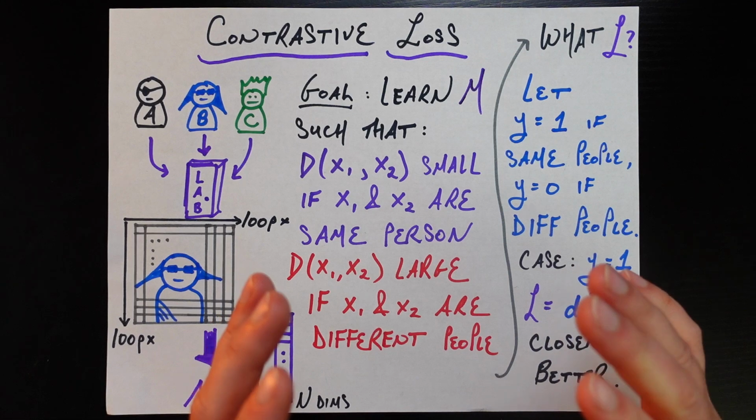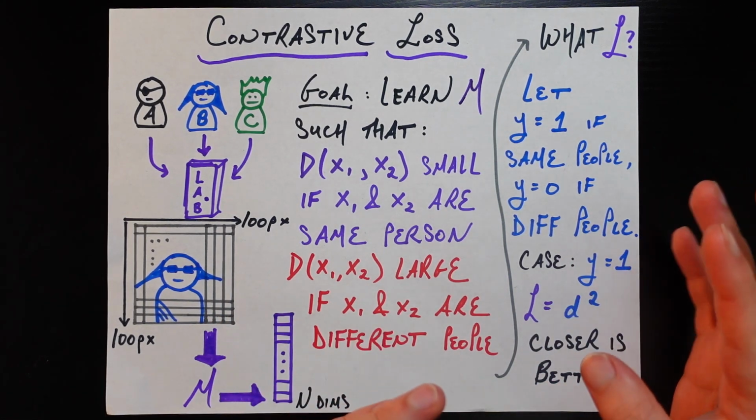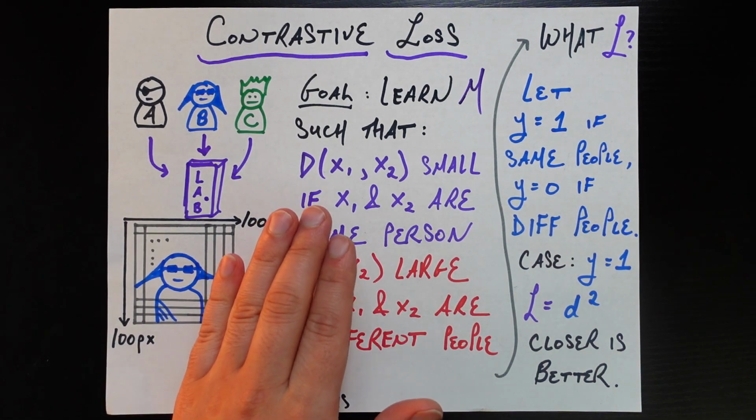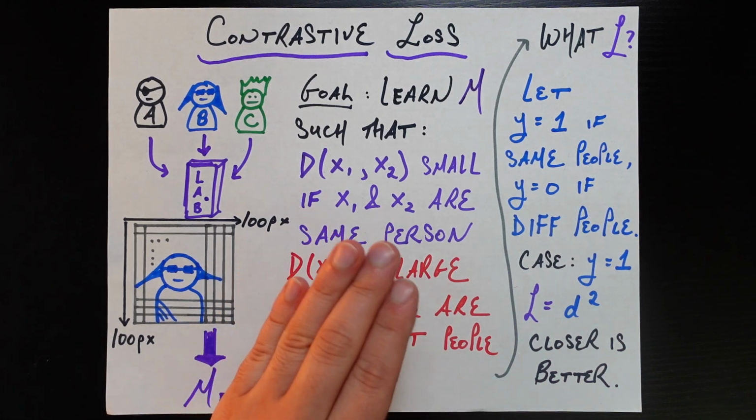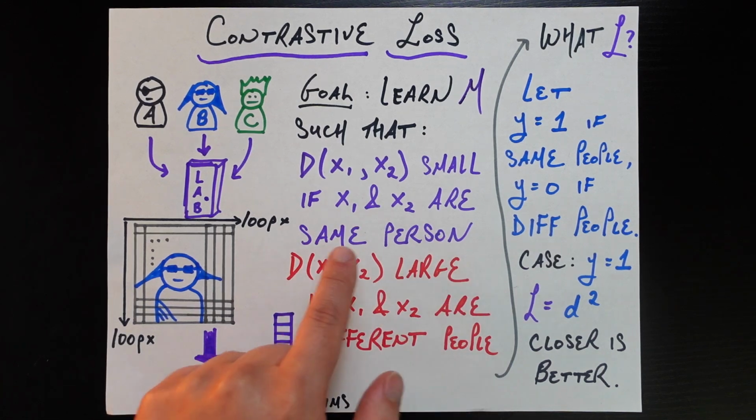Now, we'll talk about what that means mathematically, but you know we don't like to jump right into the math on this channel, so let's first talk about it verbally. What would it mean for a model to be doing a good job of embedding these pictures into this n-dimensional space? Well, it would mean we're satisfying two criteria. Criteria number one, the distance between x1 and x2, being the n-dimensional embeddings of two images, the distance between those embeddings should be small if those two embeddings belong to the same person.